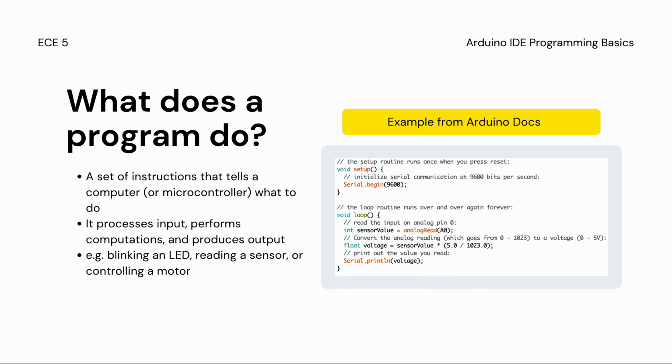So let's get started. What does a program do? If you've never had any experience with it before, it might be somewhat unfamiliar, or maybe it looks like magic, like your robot or your board just started doing something completely random that you don't understand. Well, a program is a set of instructions that tells a computer or a microcontroller what to do. That's basically what it does.